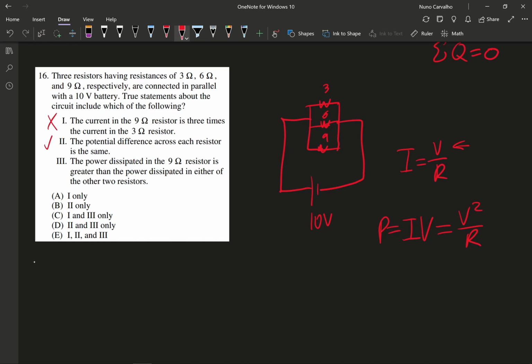And the reason this is useful is because, again, the voltage will be the same for all three resistors, but the currents will differ. And with this, we can clearly see that, again, the 9 ohm resistor, by having the biggest amount of resistance, will actually have the least amount of power as well. So 3 is not correct, and so the only answer that's correct is number 2, which is B.